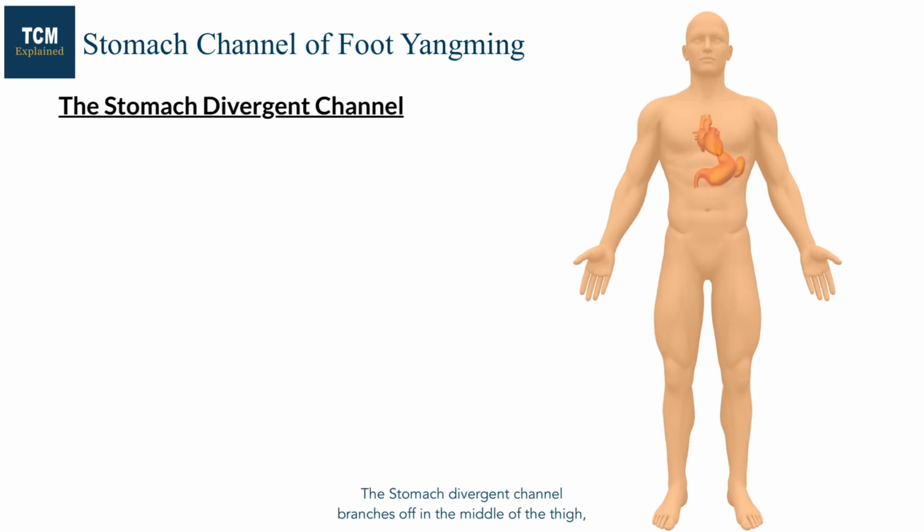The stomach divergent channel branches off in the middle of the thigh, enters the abdomen, then enters the stomach, spleen, and heart. It goes up along the esophagus, mouth, nose, and eyes, then rejoins the stomach primary channel.